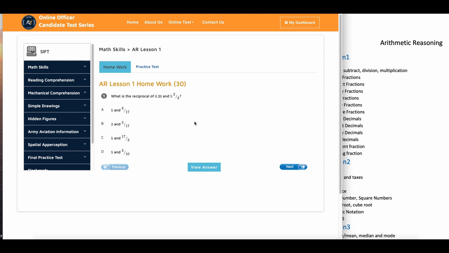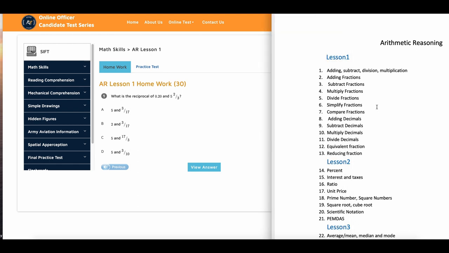So as you know, there are seven areas in the SIFT exam. Math is one of them, right? Math is the most important part in the SIFT exam. So let's go over some of the things you have to learn in order to get a high score on the math section in your SIFT test.